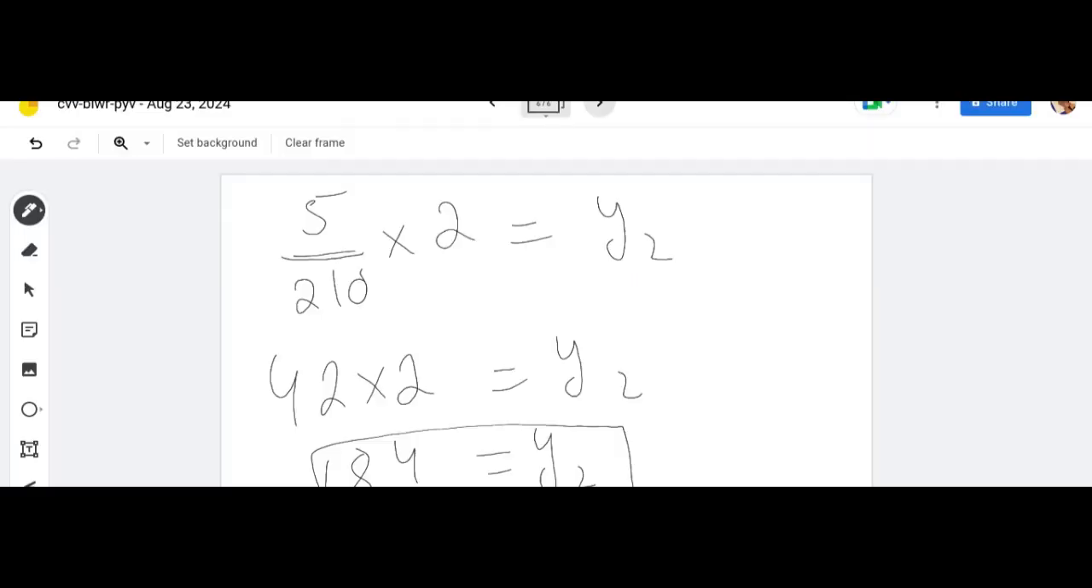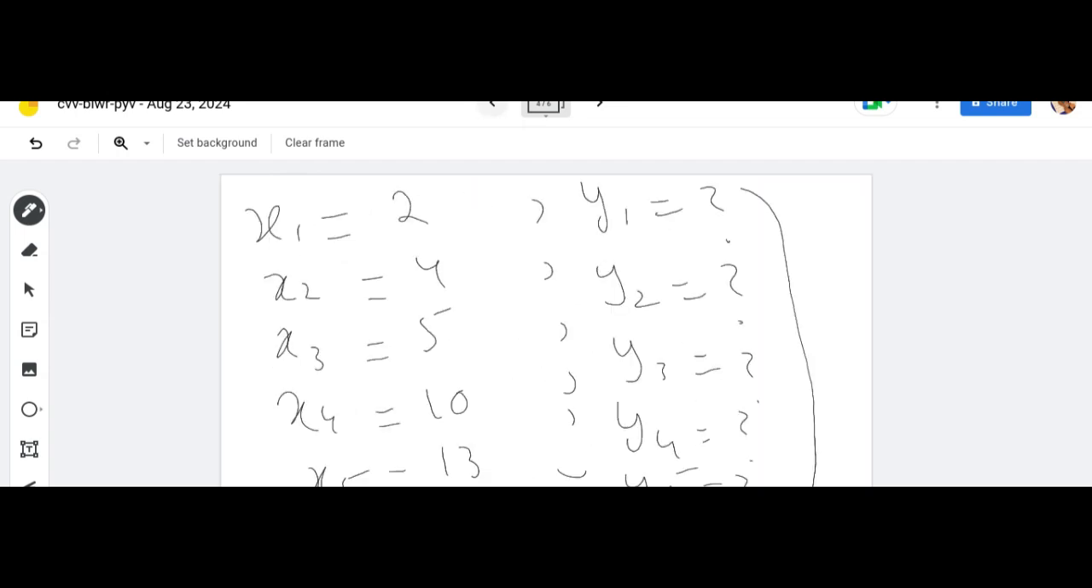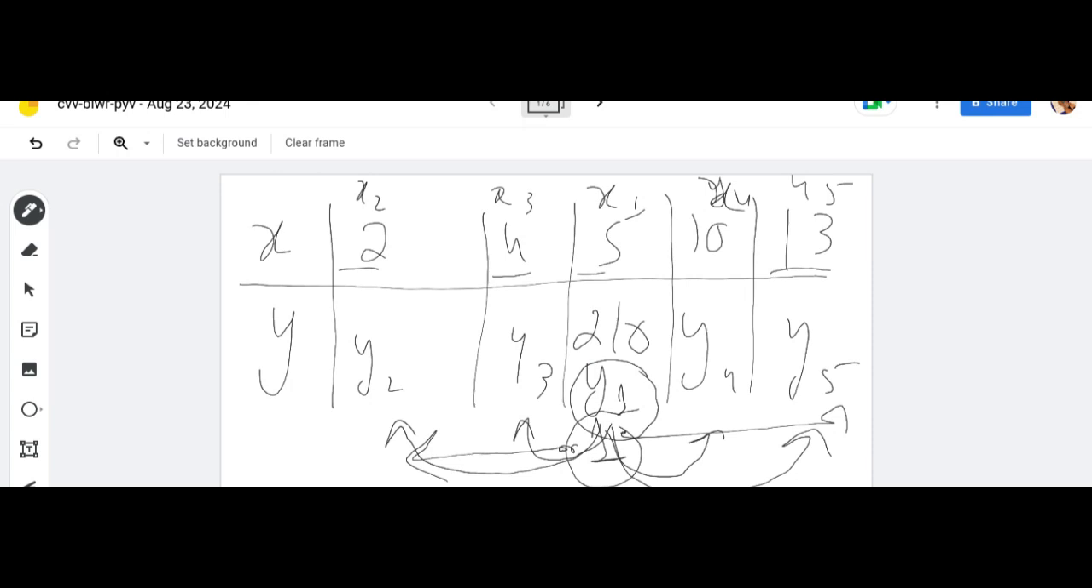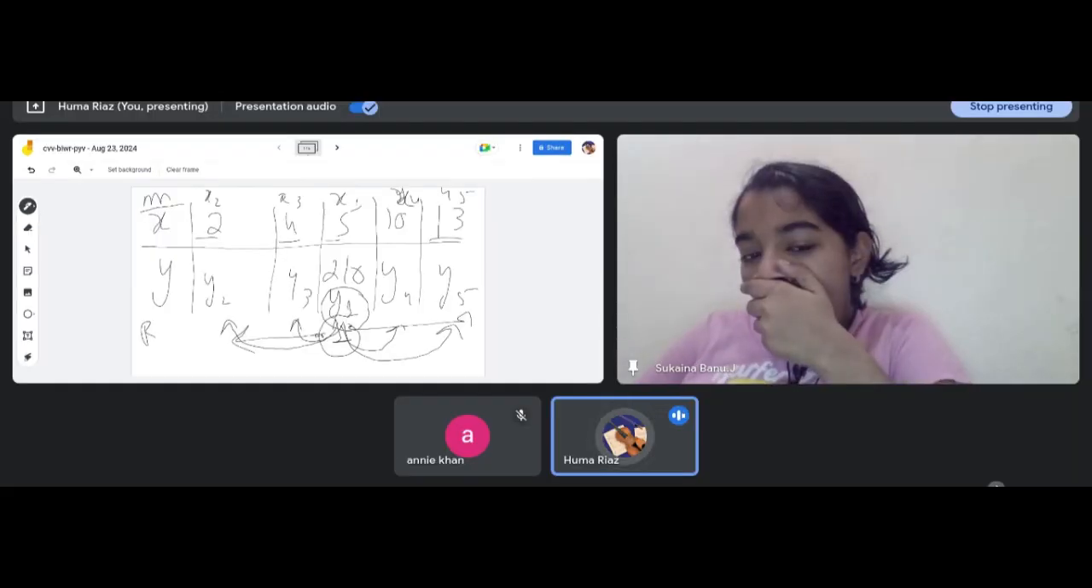So let me explain a few things. If the data is given, this is the data in which all the values we assumed: the meters of the cloth are assumed as x, and for the price we assume y. Now I just mentioned 5 and 210 as x1 and y1. Can you tell me why I just mentioned this?